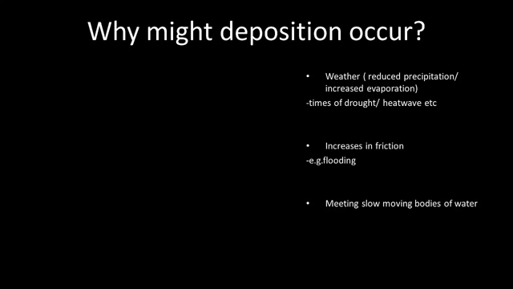And meeting slow bodies of moving water. This is an example of why deposition occurs, and why deltas form. Because slow moving bodies of water absorb the energy of the river, it slows it down. You don't see rapid tides at the coast.